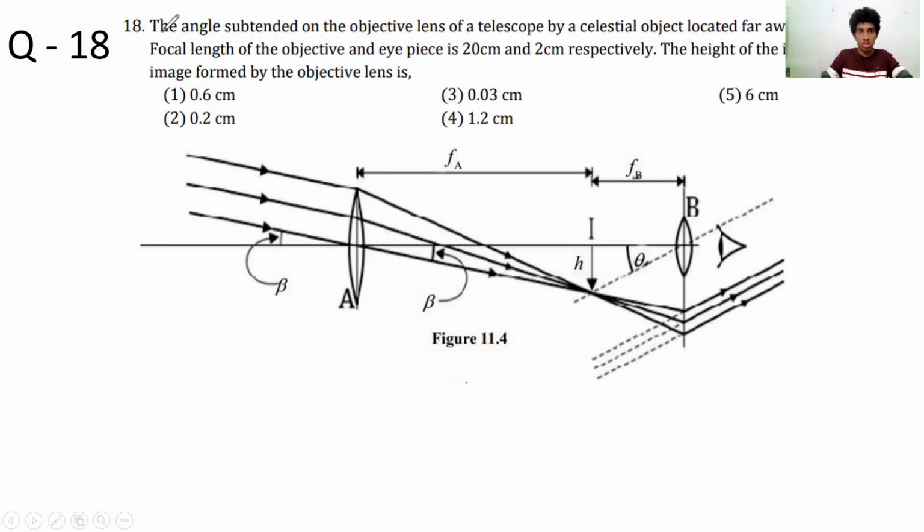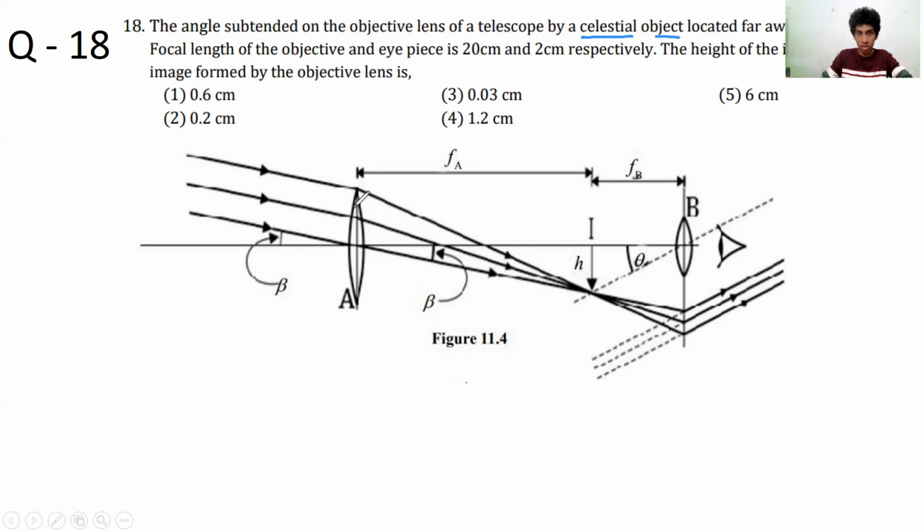Question number 18. The angle subtended on the objective lens of a telescope by a celestial object located far away is 0.03 rad. Focal length of the objective and eyepiece is 20 centimeters and 2 centimeters respectively. The height of the intermediate image formed by the objective lens is. So this is the ray diagram for the astronomical telescope, and they have given that the celestial object is located far away. Therefore, the rays should come parallelly towards the telescope.